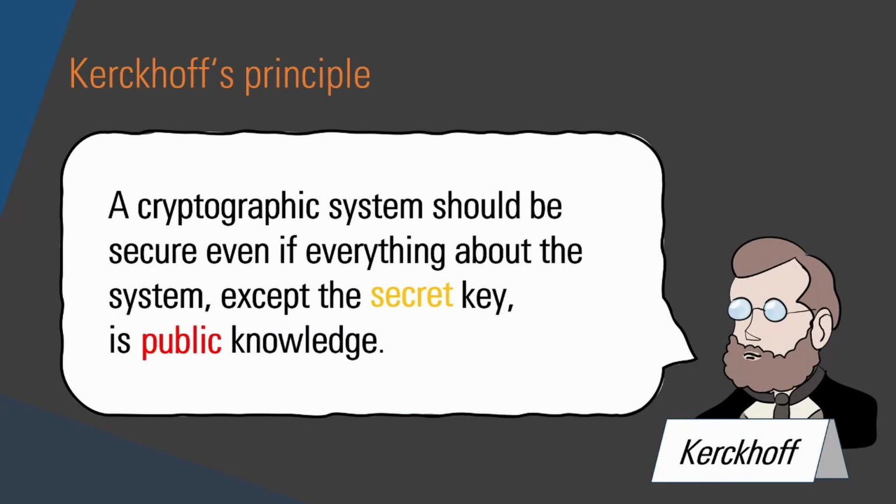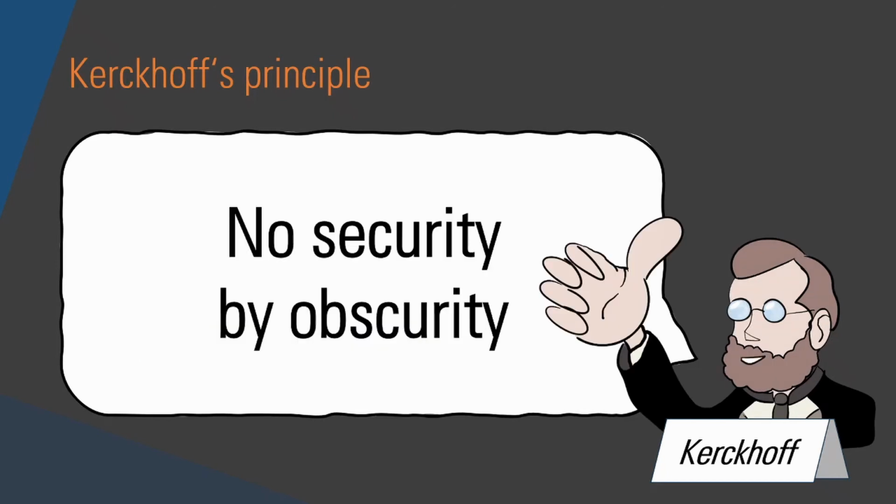A cryptographic system should be secure even if everything about the system except the secret key is public knowledge. Because we could think of a new key for all our communication partners, but it would be very hard to create a new encryption scheme that often. Everything else is called security by obscurity, and we don't want that. So thanks Kerckhoffs. And that's it.